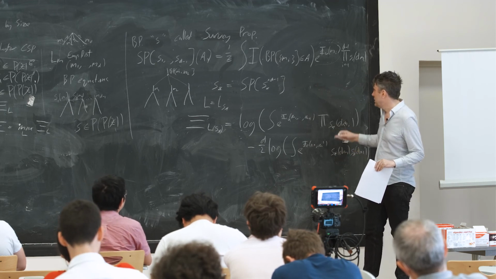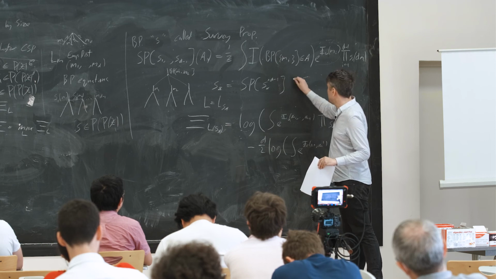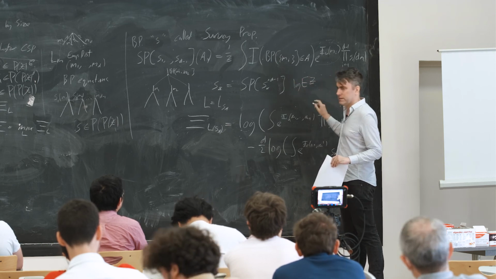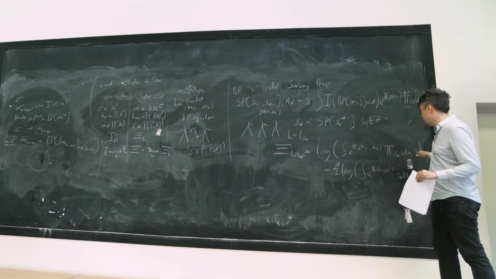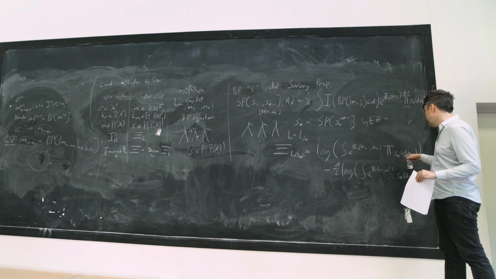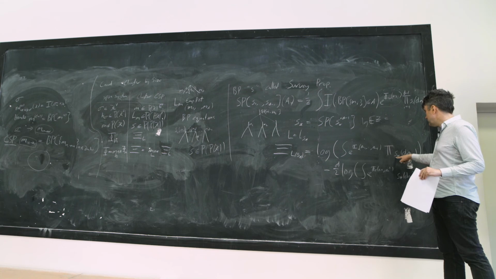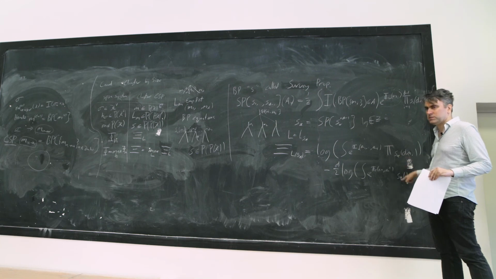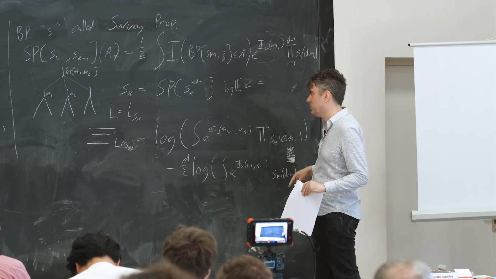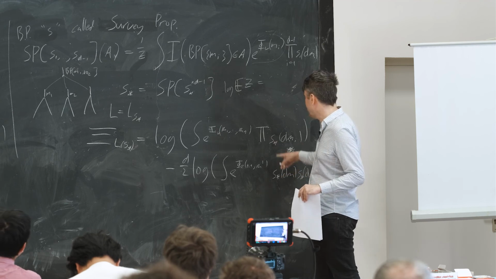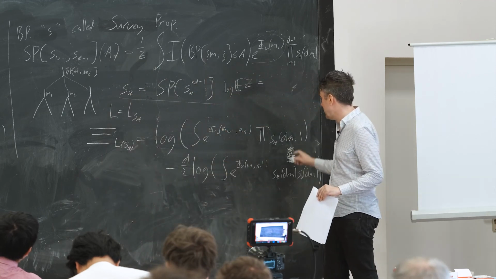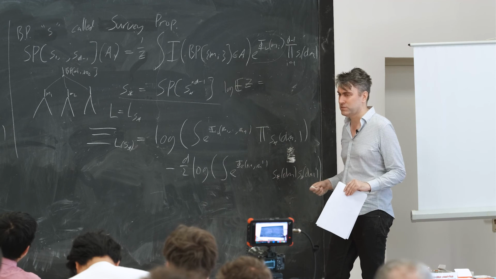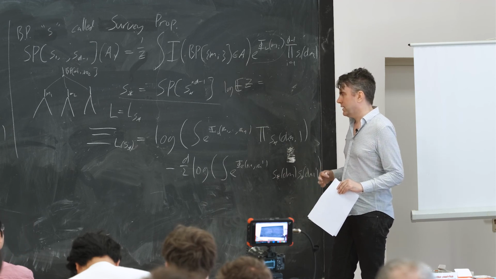But we also showed that if we take the log of the expected value of Z, then this is given by something of this form, where you choose some BP fixed point. And so here there can be multiple survey propagation fixed points, and you would choose the one that gives you the biggest value of this expression. And that will give you the expected number.